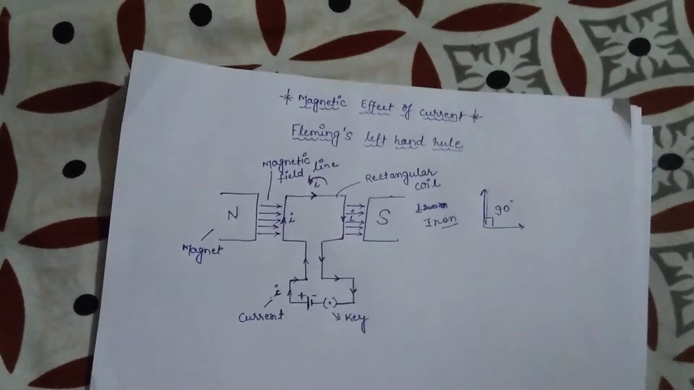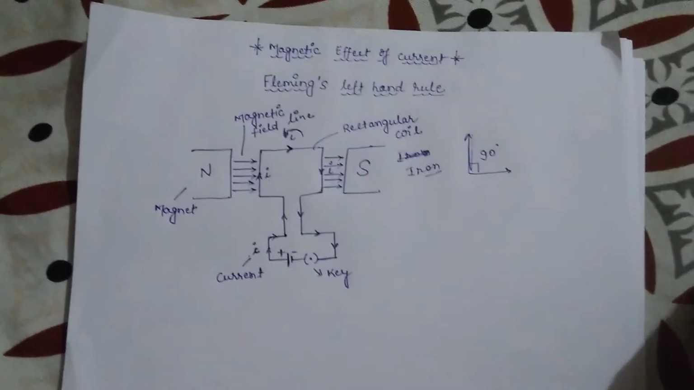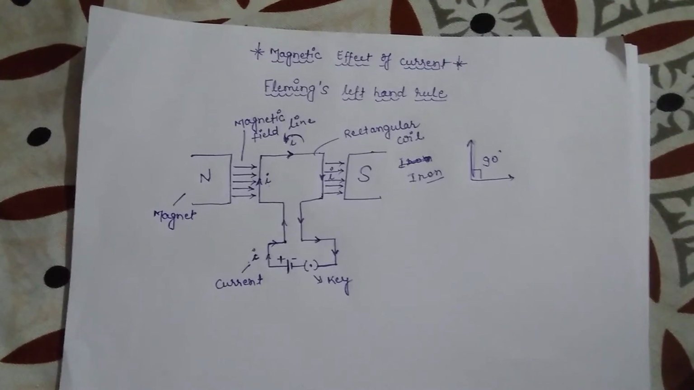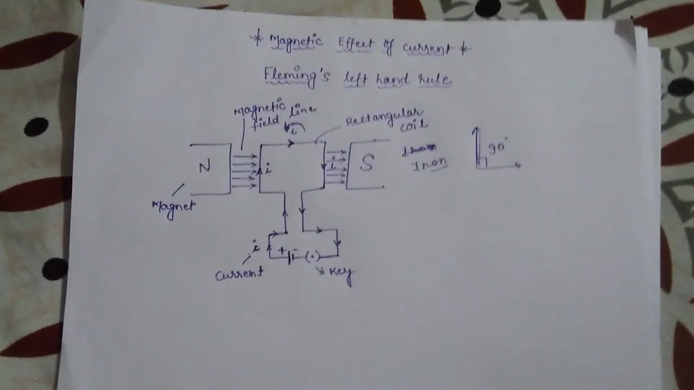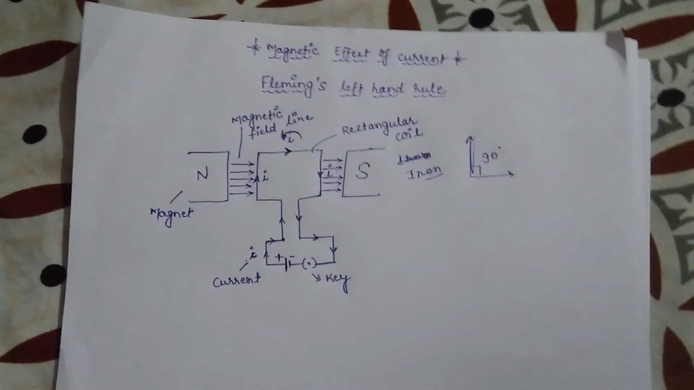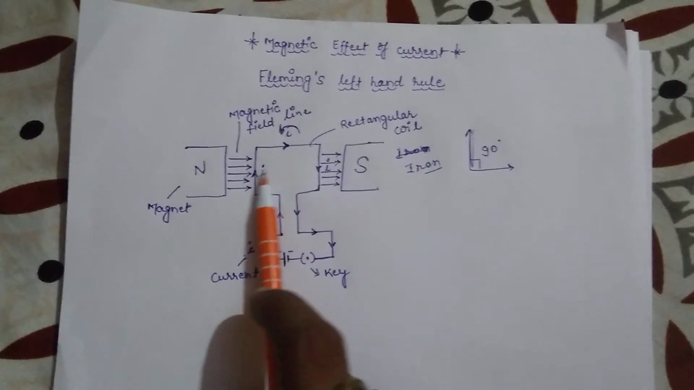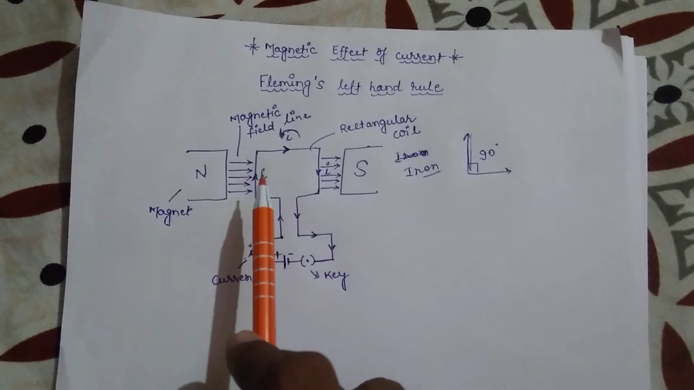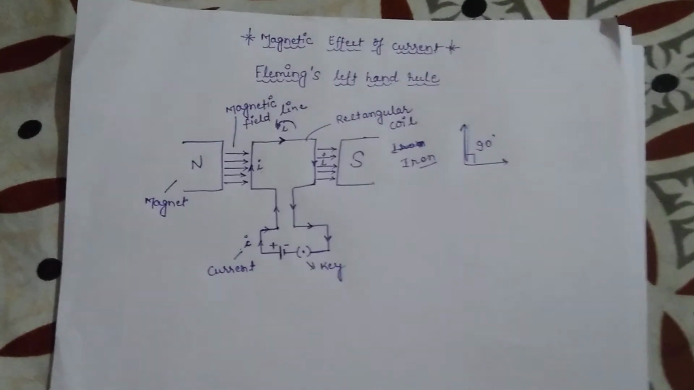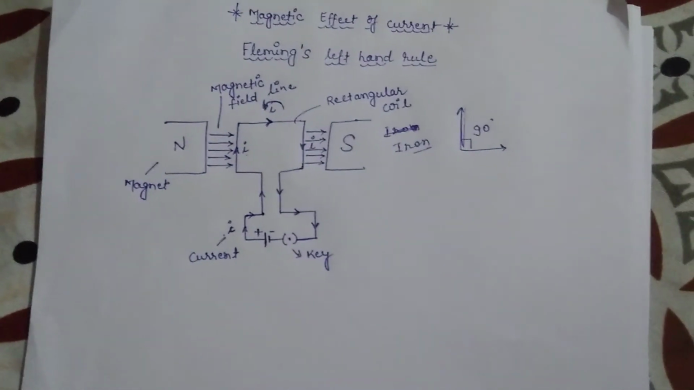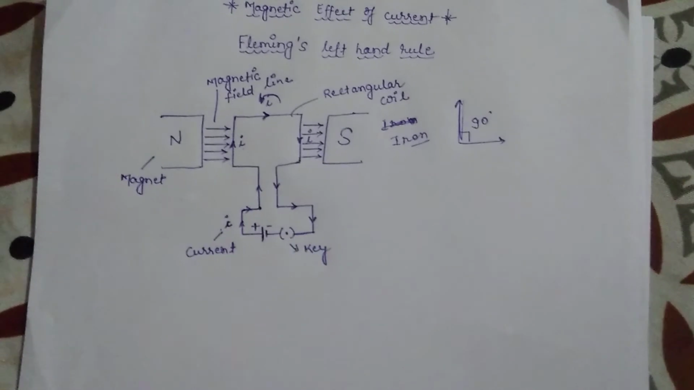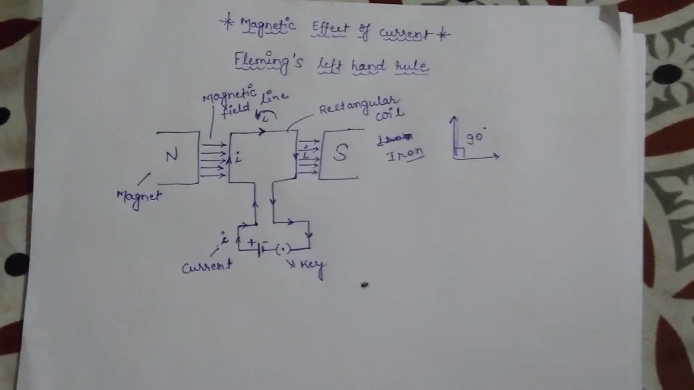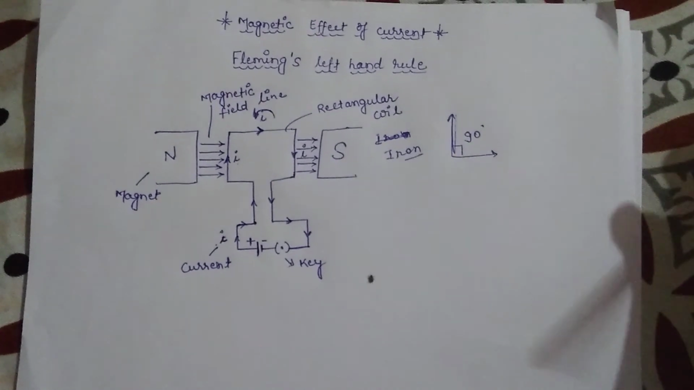So what is the definition of Fleming's left hand rule? According to Fleming's left hand rule, when you stretch your forefinger, middle finger and thumb mutually perpendicular to each other, denote your forefinger in the direction of the magnetic field line and your middle finger in the direction of current, then you will get the thumb in the direction of force. This is the first topic I have taken from Magnetic Effect of Current. This is Fleming's left hand rule.